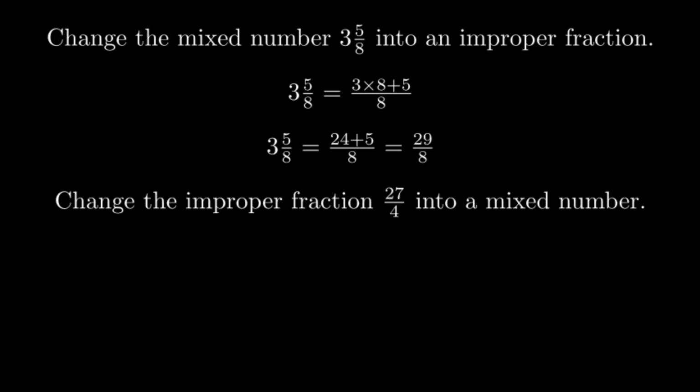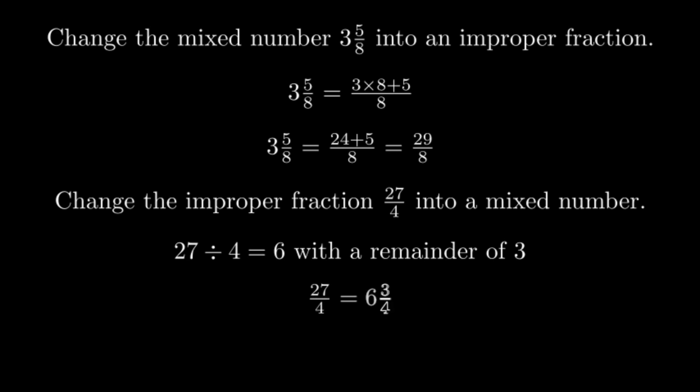This requires division. We need to find out how many whole times 4 goes into 27, and whatever is left over will be our new fraction. We divide 27 by 4. 4 goes into 27 6 times, because 6 times 4 is 24. The remainder is 27 minus 24, which is 3. The result of the division, 6, becomes our whole number. The remainder, 3, becomes the numerator of the fraction, and the denominator stays the same. So, 27/4 is equal to 6 3/4. Now you've seen how to convert from mixed numbers to improper fractions and back again.